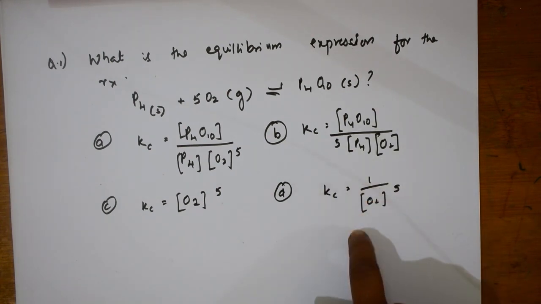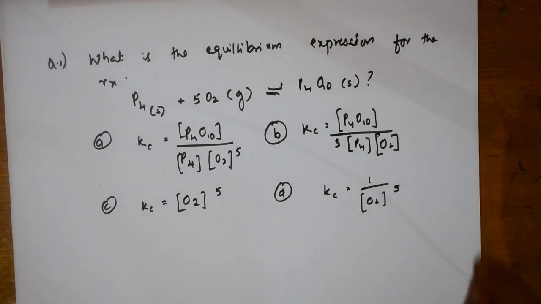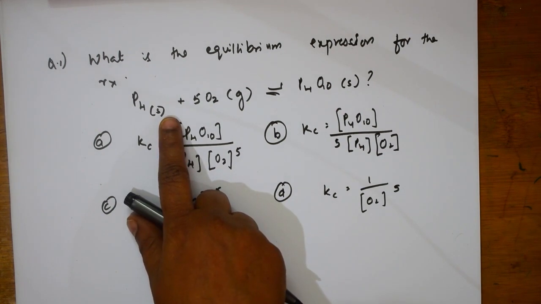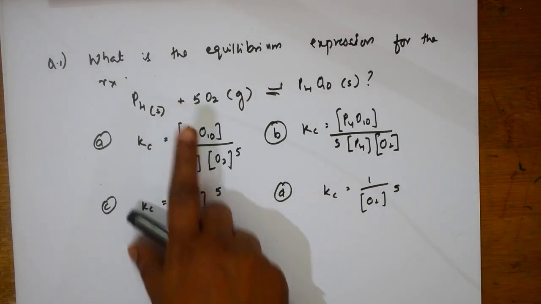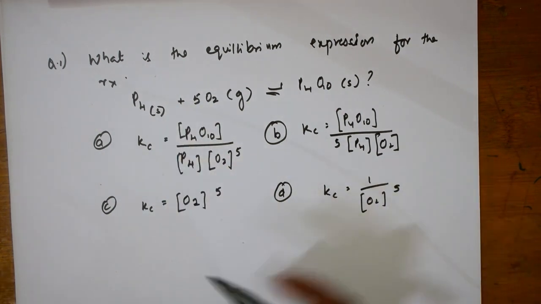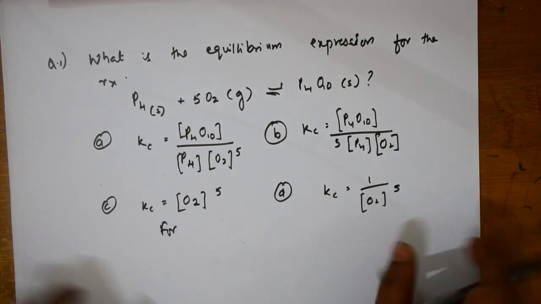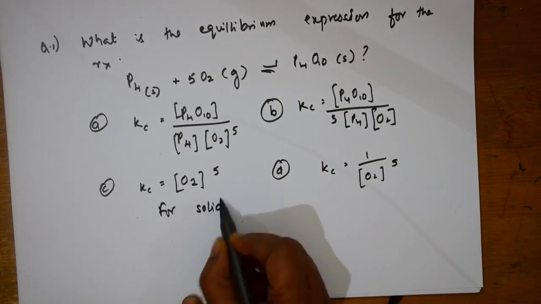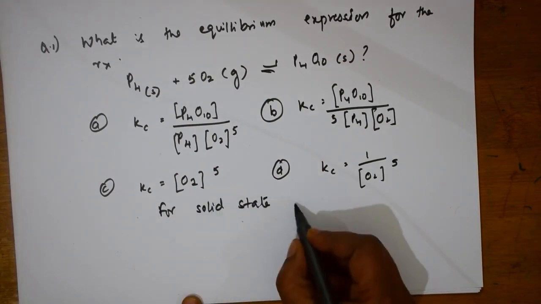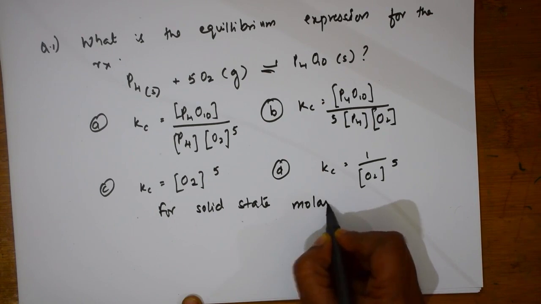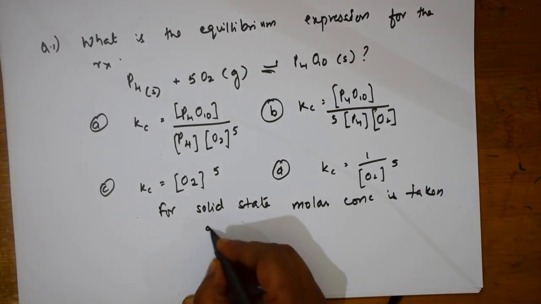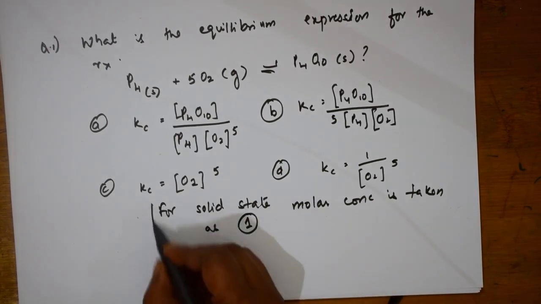Now according to me, for such questions, the first important concept you should remember is, whenever you have reactants in a solid state, yes, remember, for the solid state the molar concentration is taken as 1. Remember this most important concept. What is that? For solid state, the molar concentration is taken as 1. This is the most important thing which you have to remember.